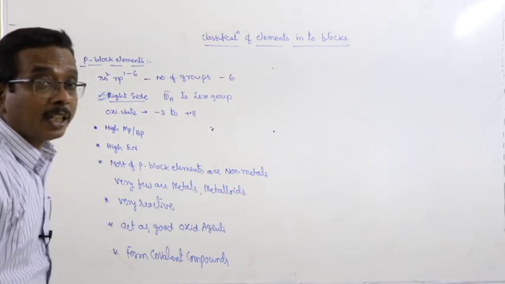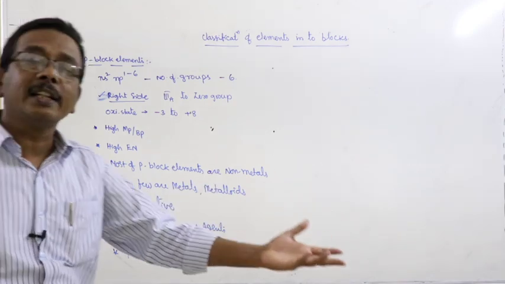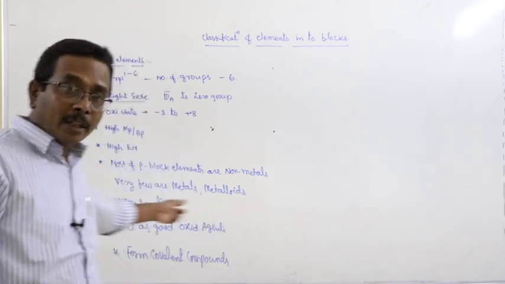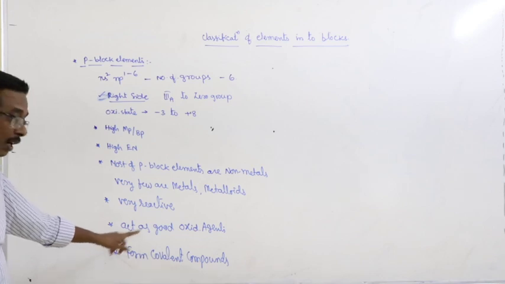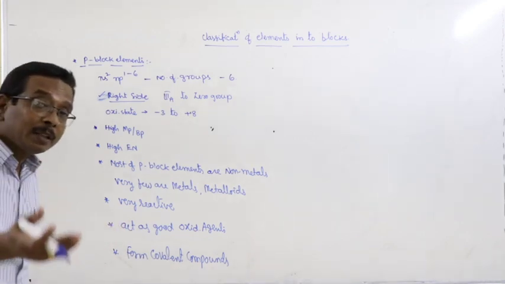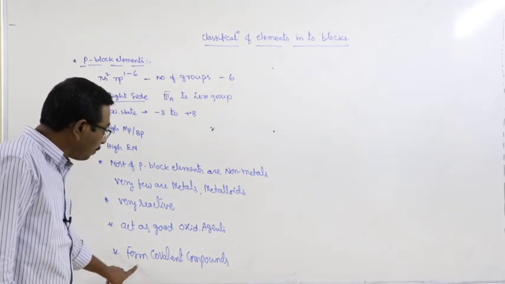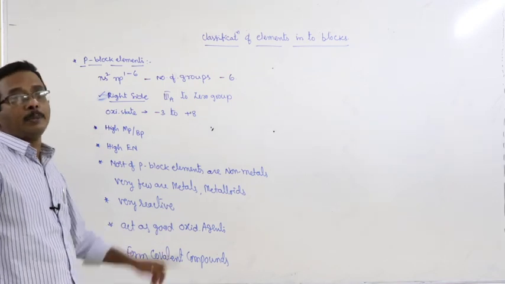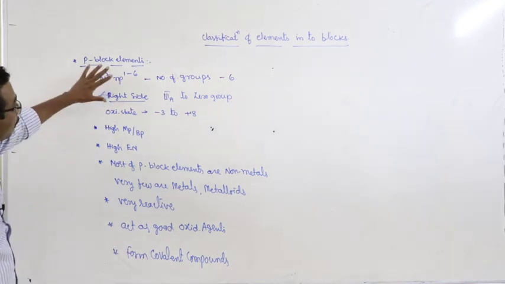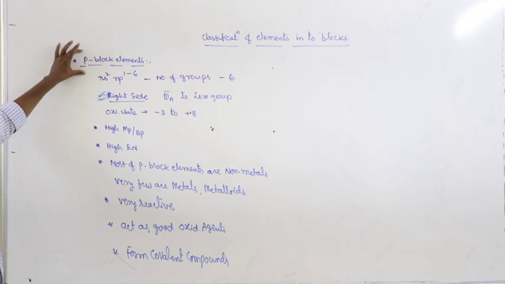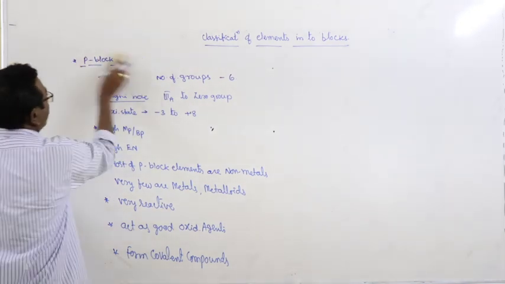But what about S block elements? S block elements act as good reducing agents, but P block elements act as good oxidizing agents. S block elements form ionic compounds, P block elements form covalent compounds. These are the important points related to the P block. Right. What about the examples?